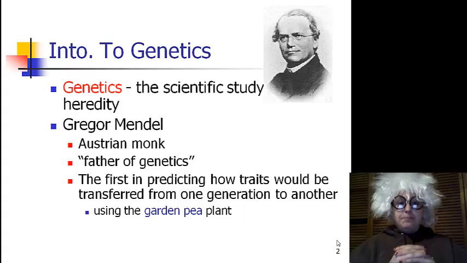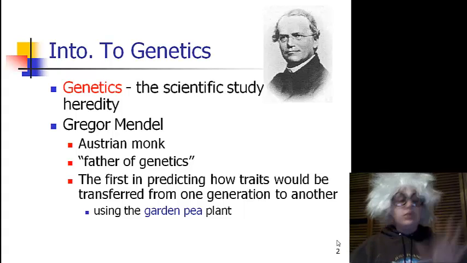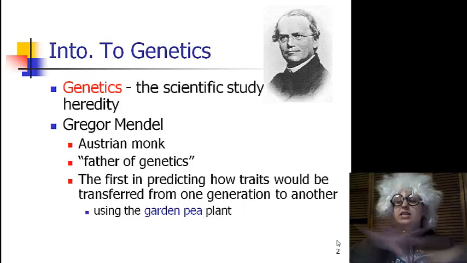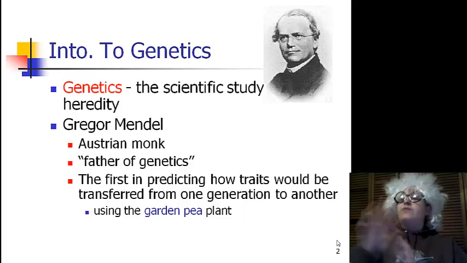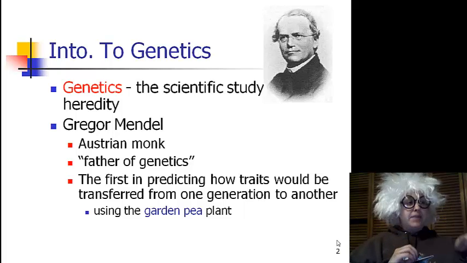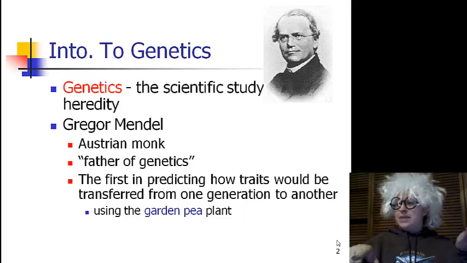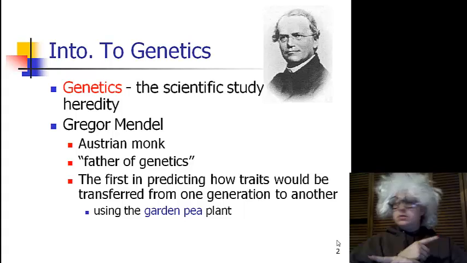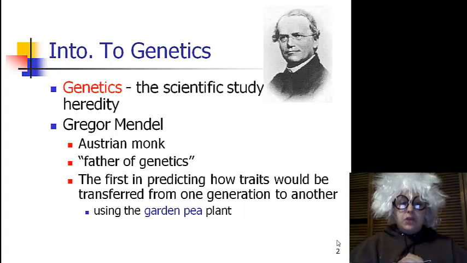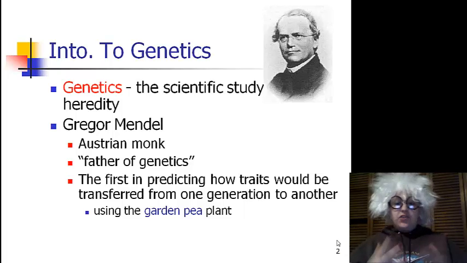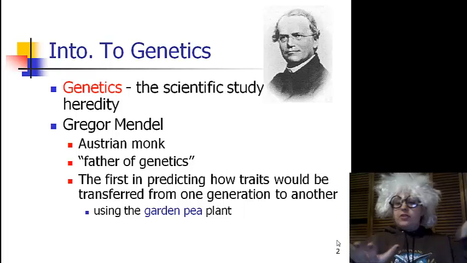So what he did is he combined them. He looked at peas, and he says, okay, I have 365 peas over here. And these type of peas over here, I have 247 of them. How did I get that many of those, and how did I get that many of those? And what happens if I mix the two? So, Gregor Mendel is known as the father of genetics. He was the first to predict how traits would be transferred from one generation to another.